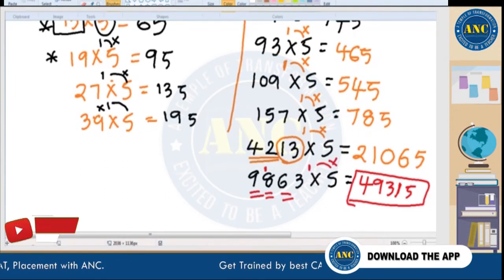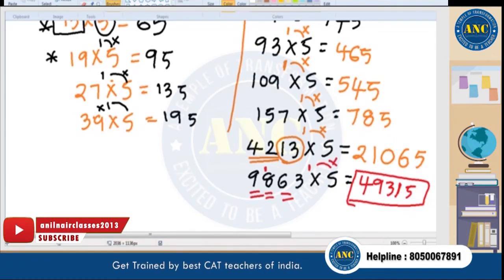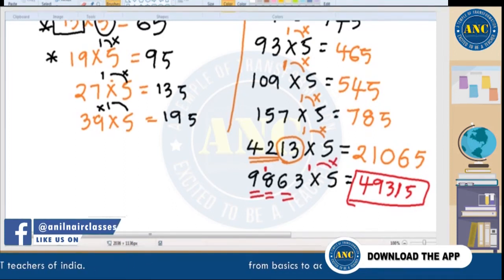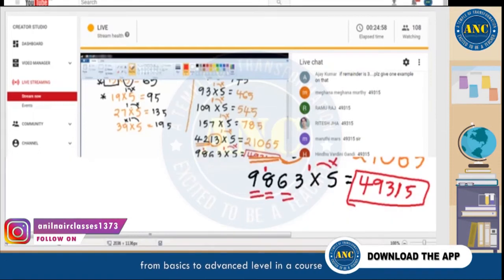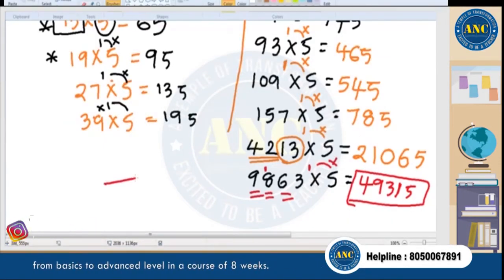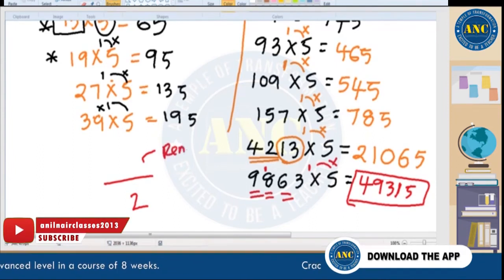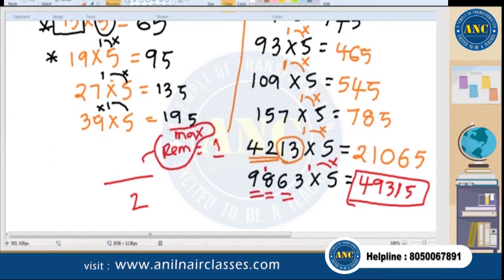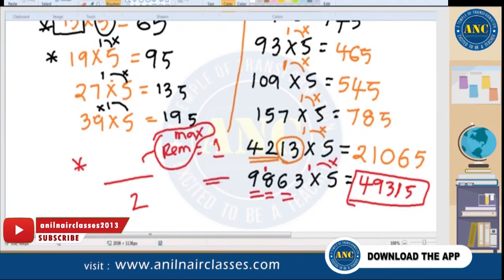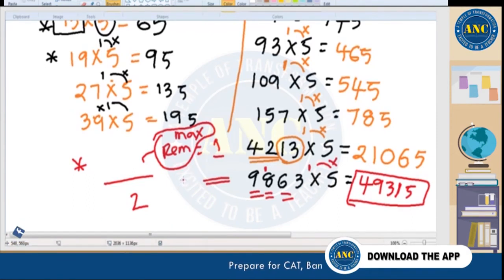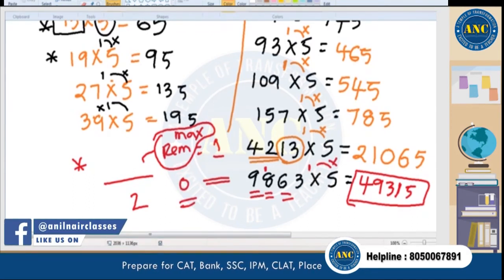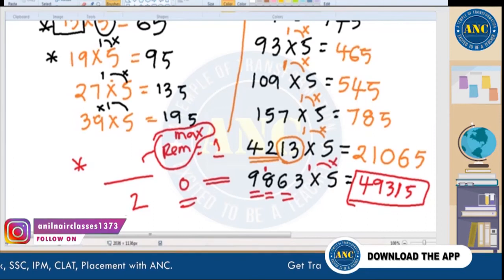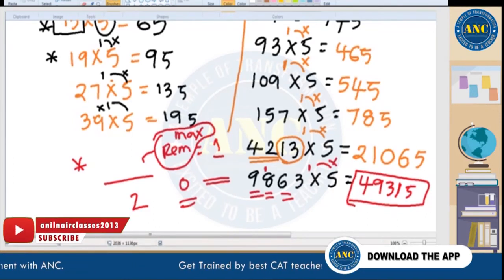Ajay Kumar, if remainder is 3, please give one example. Sir, sorry to say that, if you divide any number with 2, the maximum remainder is 1 only. How can you get 3, sir? If you divide any number with 2, maximum remainder is 1 and the minimum remainder is 0. Other than 0 and 1, you will never get anything, sir. You will never get any other remainder. Ajay Kumar, I think it's clear to you.